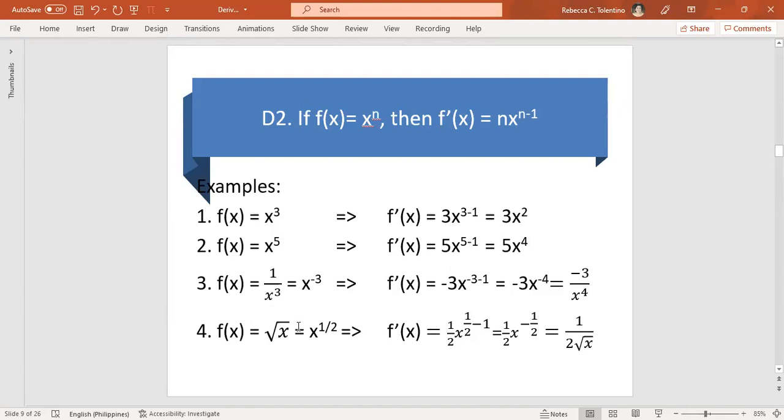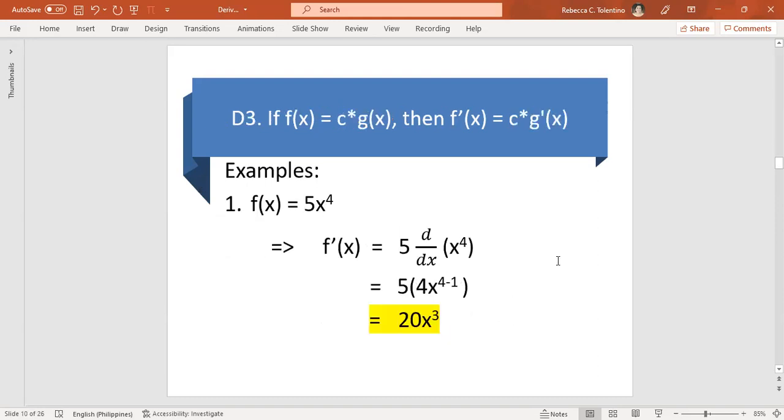Another special case is when you have square root of x. So square root of x expressed in terms of fractional exponent is x raised to 1/2. Again, by applying the rule, f prime of x is 1/2. So that's your n. X raised to 1/2 minus 1. So 1/2 minus 1 is negative 1/2. So the final derivative is 1 over 2 square root of x.